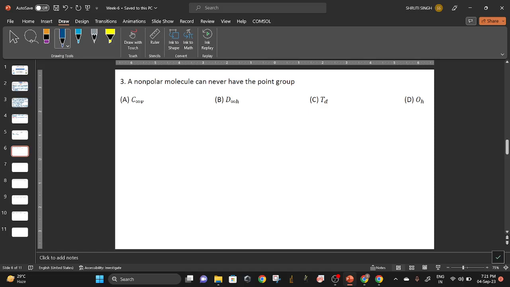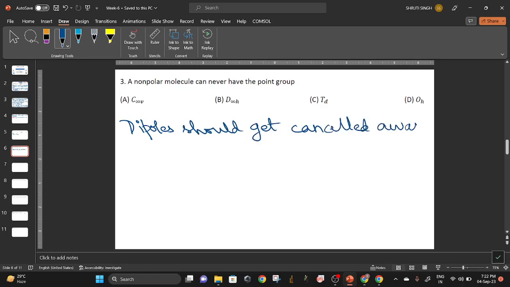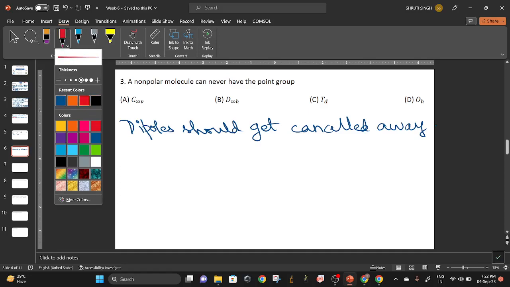Now the third one is, the non-polar molecule can never have the point group. Non-polar molecule means the dipoles should get cancelled, or the dipole moment should get cancelled away. Because of the symmetry of the molecule, the dipole moment should be on the opposite side and they should get cancelled, so that the molecule will be a non-polar molecule. Now let's see the first one, C infinity V.